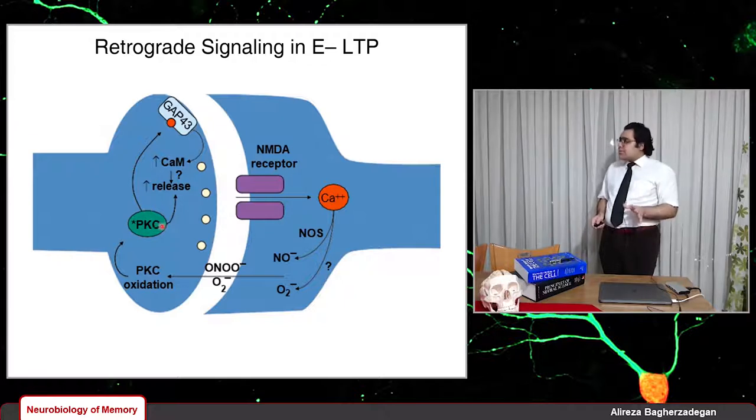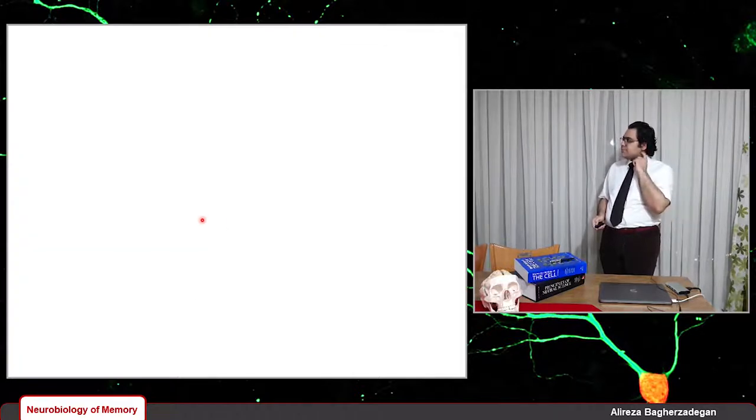So basically, what that retrograde messenger does, whether it is in the form of nitric oxide or a superoxide as peroxynitrite, is oxidize and by doing that activate protein kinase C in the presynaptic terminal, and that protein kinase C sometimes directly and sometimes indirectly enhances the release of neurotransmitters. So I just wanted to tell you that.